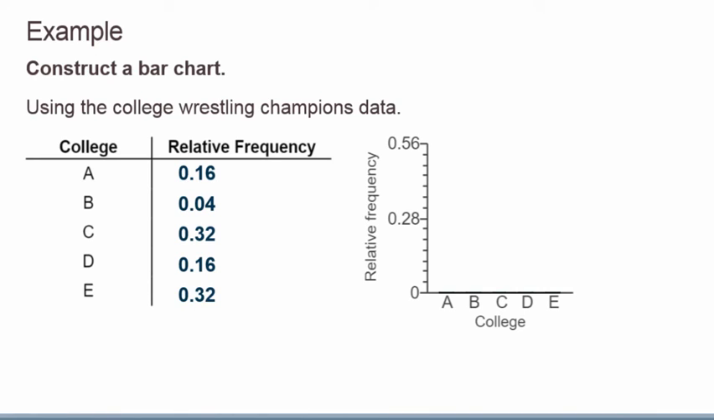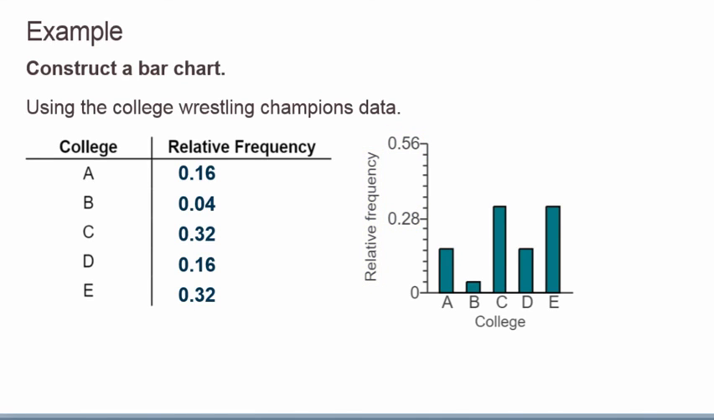First thing we need is a horizontal and vertical axis. Our horizontal axis has A, B, C, D, and E listed, and we have it labeled college. The vertical axis starts at 0 and counts up by 0.04, and we have markers at 0.28 and 0.56, and that is our relative frequency.